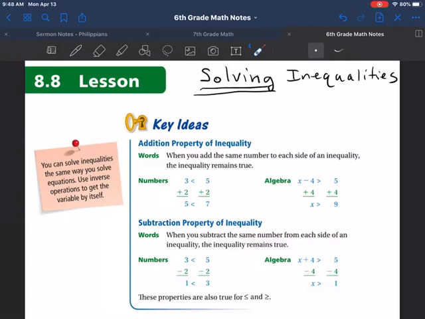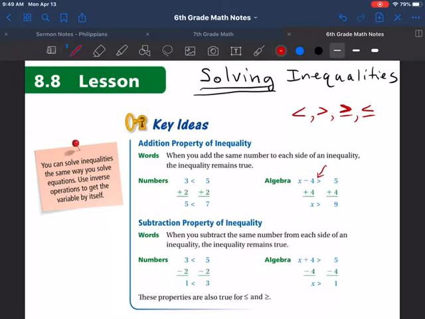Alright, now we're going to work on chapter 8.8. This is the last one, and this is solving inequalities, okay? Remember, inequalities are mathematical sentences that, instead of having an equal sign like an equation, have greater than, less than, greater than or equal to, or less than or equal to. So, these are inequalities.